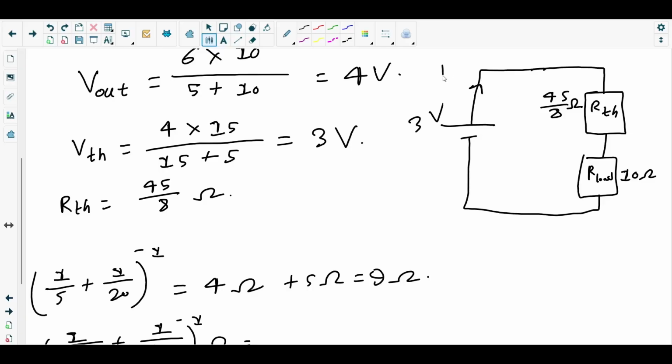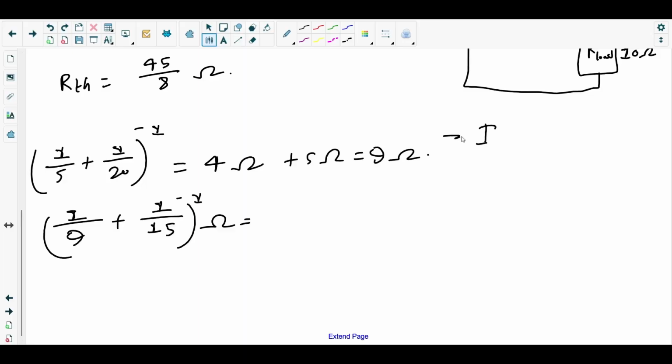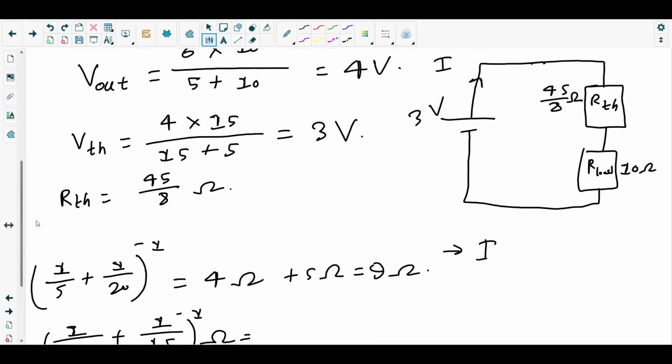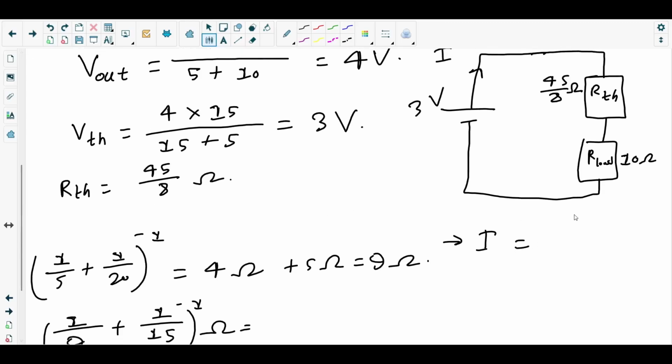Now we can find how much current will flow through the load resistor. I equals V over R, right? We need the I to show that it's similar to what we got from the original circuit. So 3 over the total resistance, 45 over 8 plus 10, that much amps. 45 over 8 plus 10 is 125 over 8. So 3 over 125 over 8 is 24 over 125 amps.